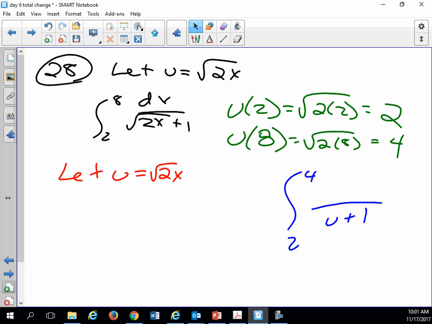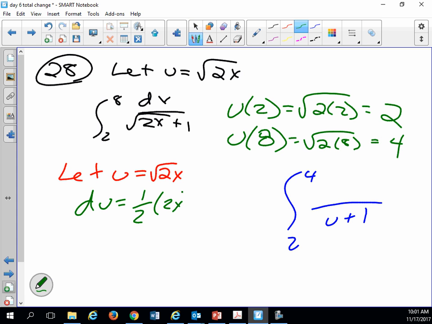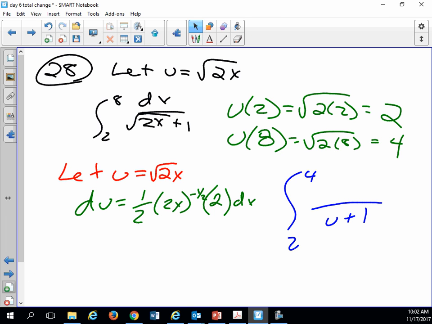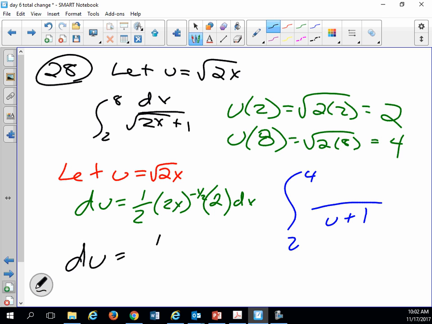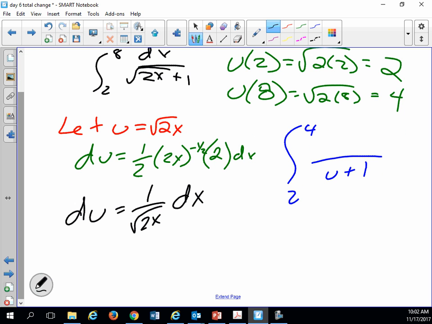Well, let's find du. Du, by the way, is the derivative of this, which is 1/2 times 2x to the negative 1/2 times 2, times dx, which is du equals 1 over 2 square root of 2x dx. But the problem is, do I have 1 over the square root of 2x dx on my original? I do not. I just have 1 up there dx.